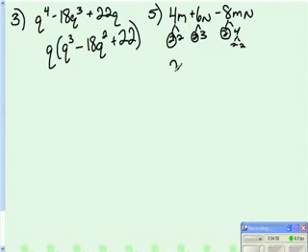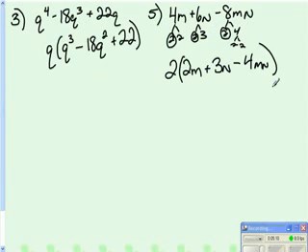Okay, so all I can take out of all of them is a 2. If I divided 4m by 2, 2m. 6n divided by 2, I get 3n. 8 divided by 2, I get 4mn. Alright, moving on to number 7.